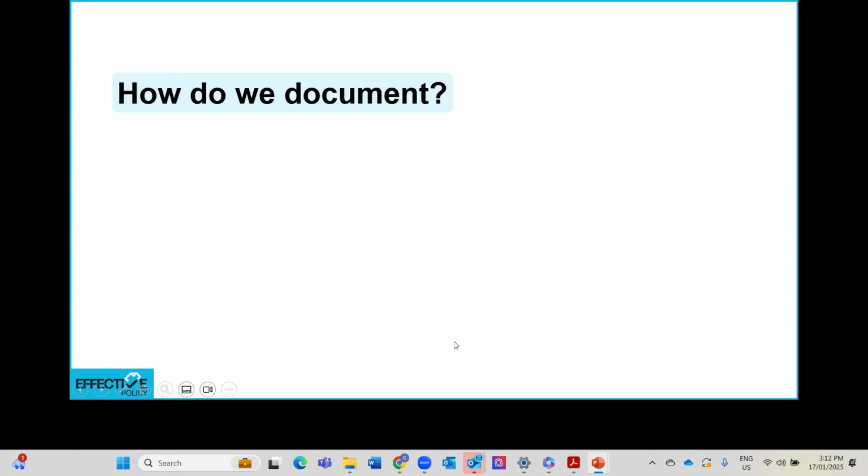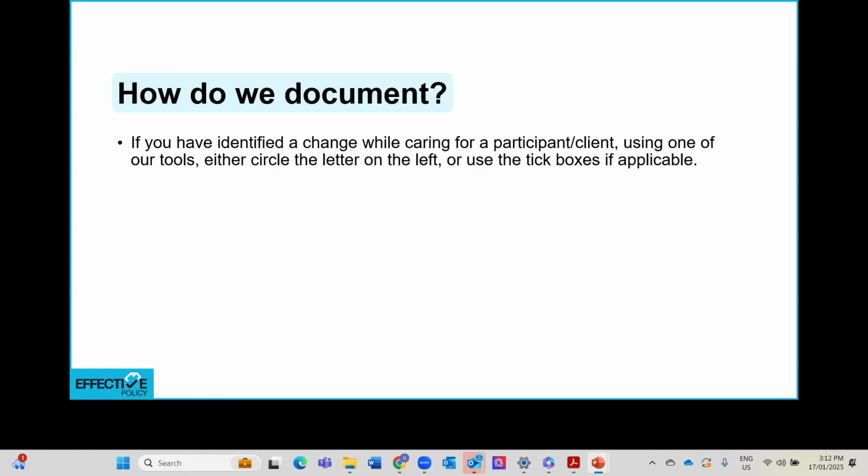So how do we document? That's the most important thing here too. Next, let's look at that. If you have an identified change while caring for someone, using one of the tools, you can either circle that letter. As you remember, we had the stop and watch down the left-hand side of the page. You can circle the letter or you can tick the box. So we've got two different forms. They're the same form, but you can either tick or circle as you wish.